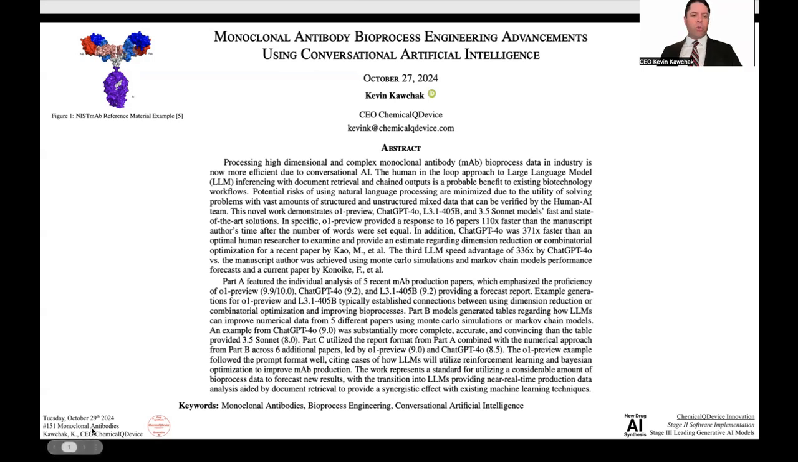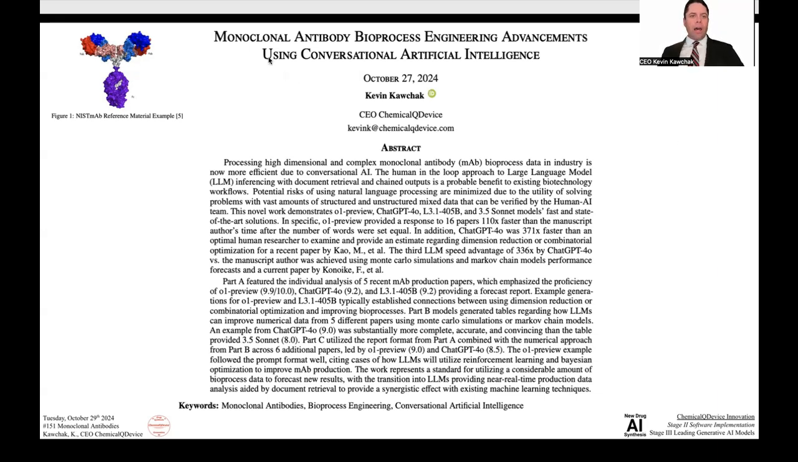This is Tuesday, October 29th, 2024, number 151 for monoclonal antibody bioprocess engineering advancements, and this is using conversational AI. If you've tuned into some of these previous ones, these are large language models or large multimodal models, mostly focused on text with numerical data on this specific one.